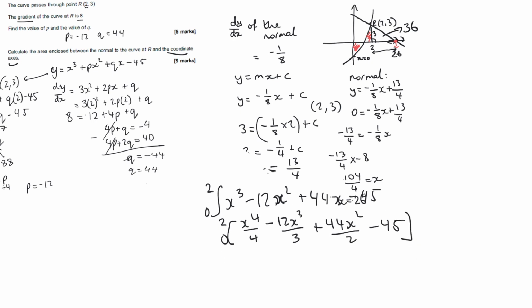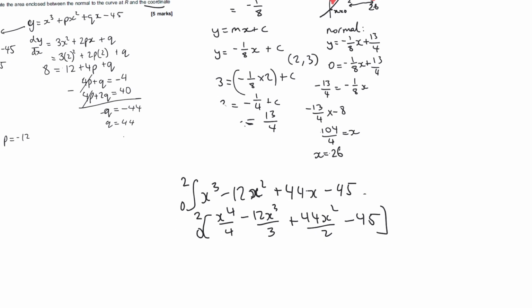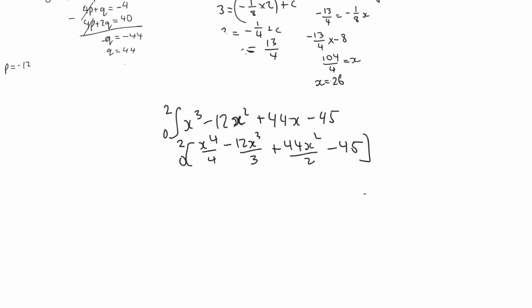Okay, so now that we have this, I'm going to move the page so we have more space. Now that we've integrated, I'm just going to simplify this integration a bit more into a quarter x to the 4 minus 4x cubed plus 22x squared minus 45x.